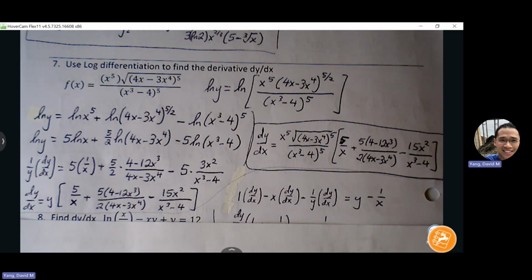Yeah, this one we don't do log differentiation. Just jump directly to the derivative. Wait. Do what?